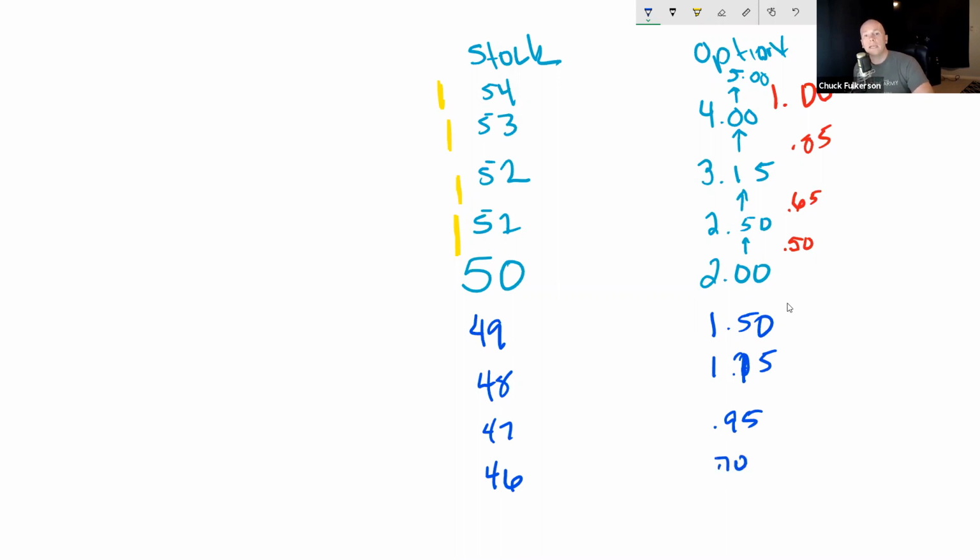Now, what I'm looking at here, the difference is on the way down, the first dollar costs me 50 cents. The second dollar only costs me 35 cents.